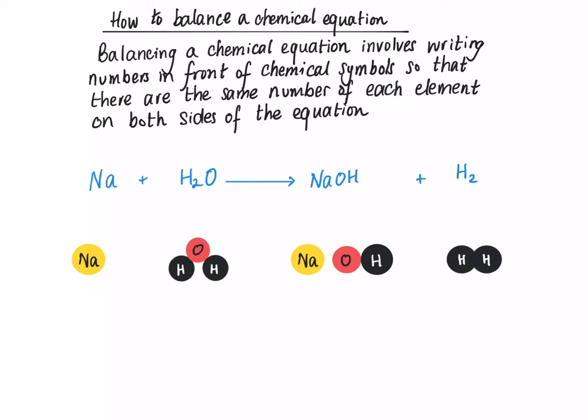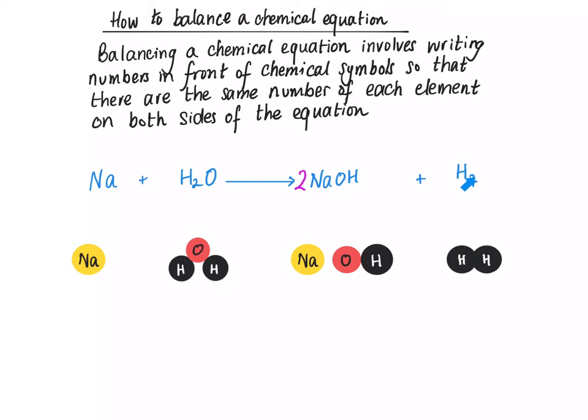What we want to do is make sure that there are the same number of hydrogens on each side. So the first thing we're going to do is write the number 2 before the sodium hydroxide. What you may not do when balancing a chemical equation is change the small numbers, such as putting a 1 there, or changing that to a 3.